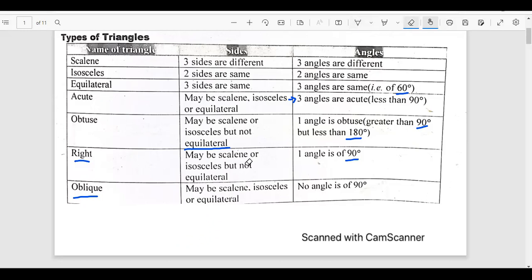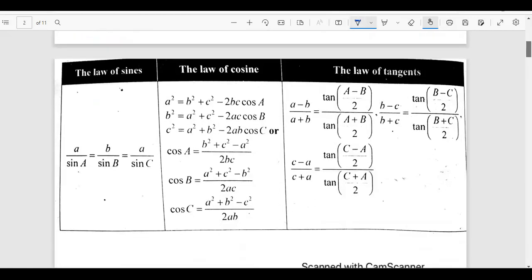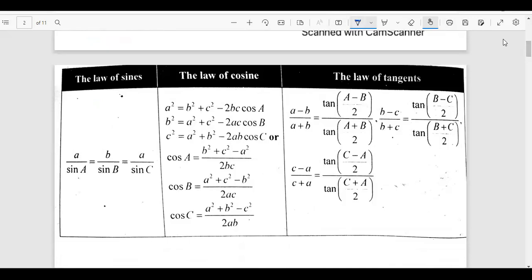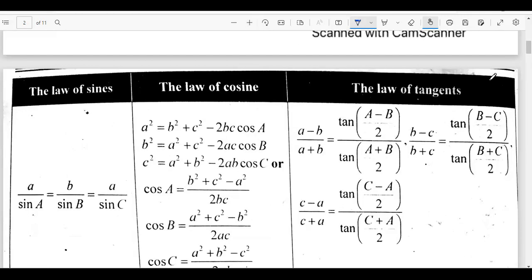Okay, let's talk about the next thing. If the question is about finding any element of the triangle, it could be a side, it could be any angle, what do we use? We use trigonometry. And when we say we use trigonometry, what do we use? We use the law of sine, law of cosine, and law of tangent. We are using these different rules, so let's try understanding them.